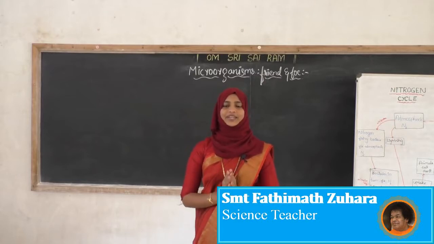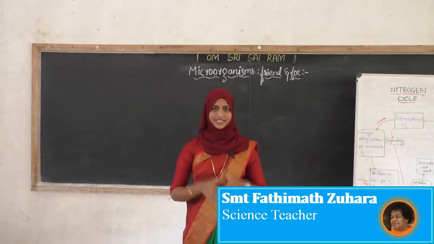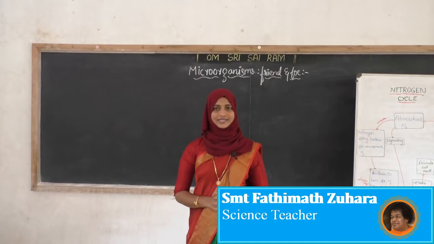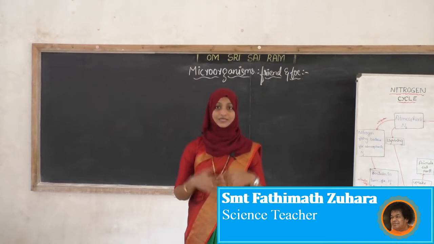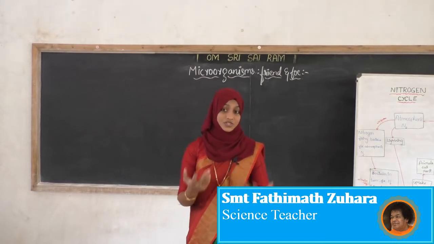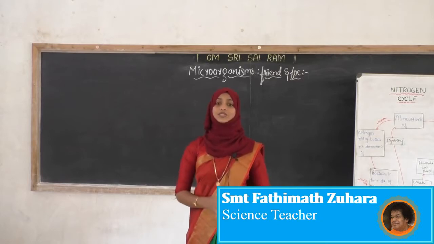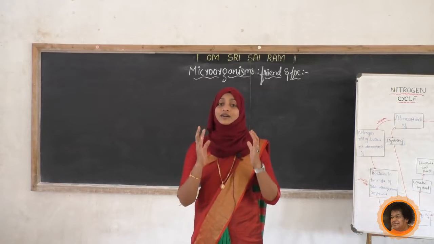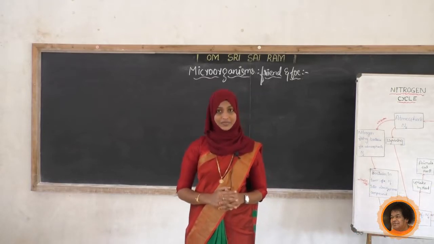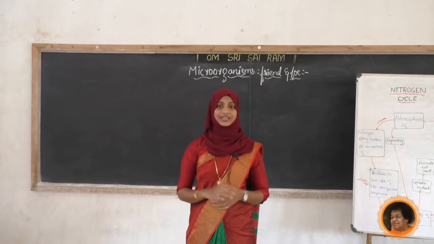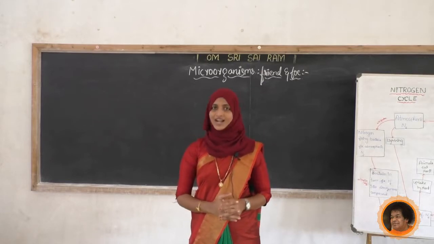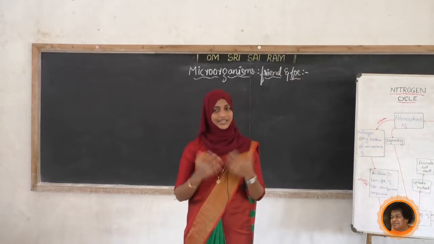In the microorganisms chapter, microorganisms are friend and foe. In that chapter we have studied the meaning of microorganisms, how we can see them, and what we need to observe them. After that we studied the useful microorganisms, the friendly relationship between us and microorganisms. We have taken a number of examples and studied in detail.